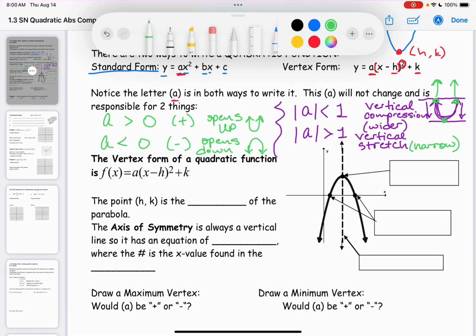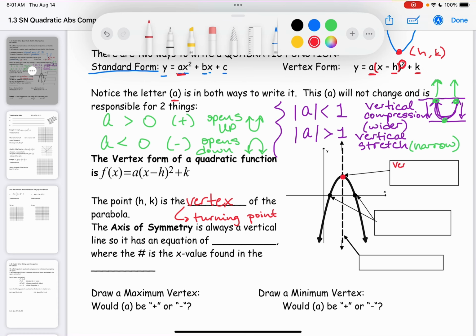The vertex form of a quadratic function is right here: f of x equals a times (x minus h) squared plus k. So we need to figure out what all these different things mean. First let's start with h, k. We talked about this just a second ago. (h, k) is the vertex of the parabola. If you're not sure what that means, it's the turning point of the parabola. So where is that on here? It's our red point right here.